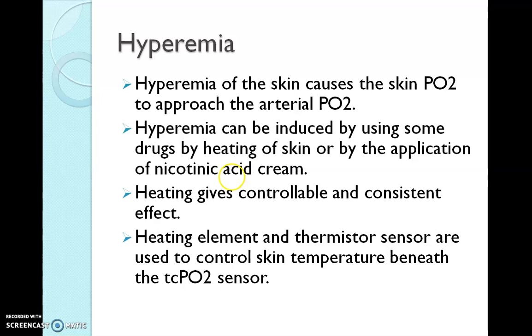Hyperemia can be induced by using some drugs, by heating of the skin, or by the application of nicotinic acid cream. Heating gives the most readily controllable and consistent effect. A heating element and a thermistor sensor, which are beneath the TCPO2 sensor, are used to control the skin temperature.